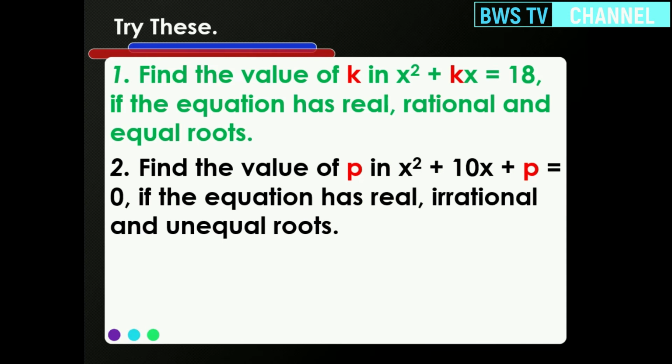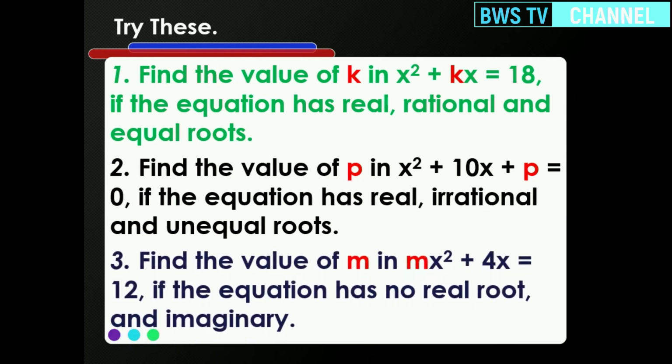So number 2 is a similar problem to number 1. The only difference is the condition. The condition says real, irrational, and unequal roots. So we need to satisfy that condition. And lastly, we have find the value of m in mx squared plus 4x is equal to 12 if the equation has no real roots, imaginary.